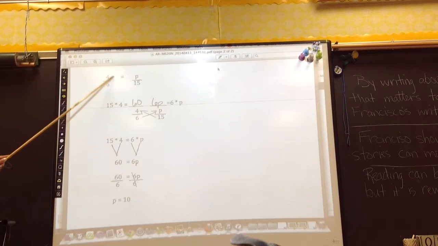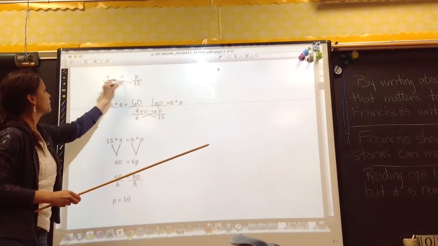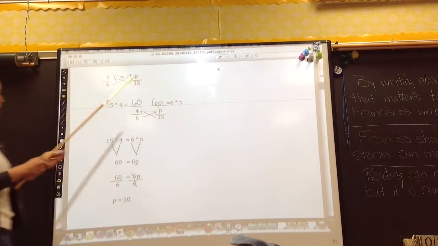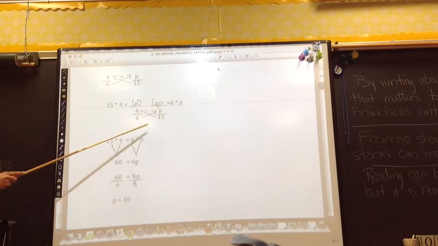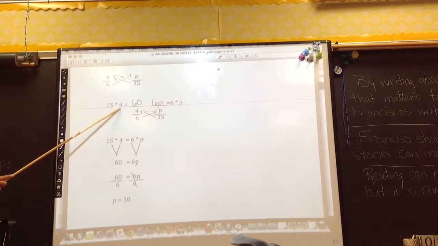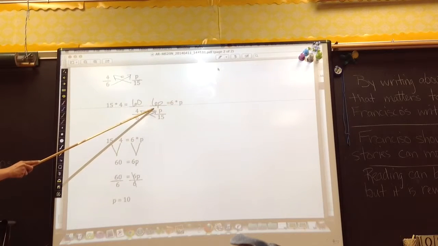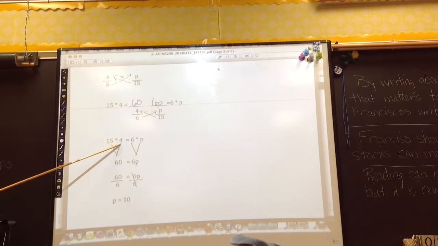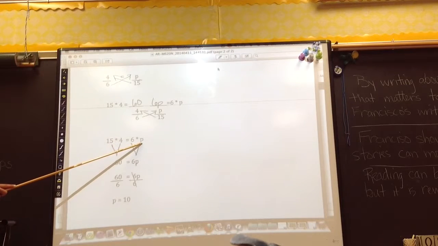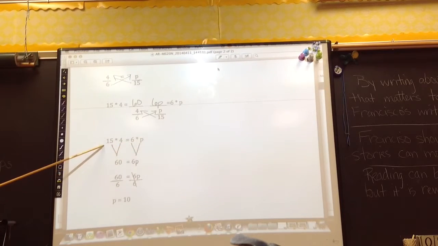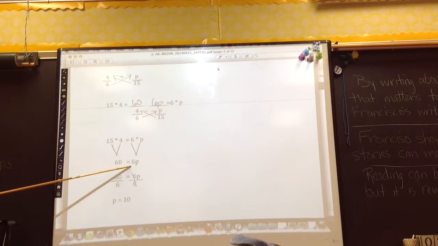I need to cross multiply, so I need to multiply 15 times 4 and 6 times P. So if I take 15 times 4 equals 60, and 6 times P equals 6P, I then get 15 times 4 is equal to 6P. I need to multiply these together then. 15 times 4 is 60. 6 times P is 6P. So I now have 60 equals 6P.